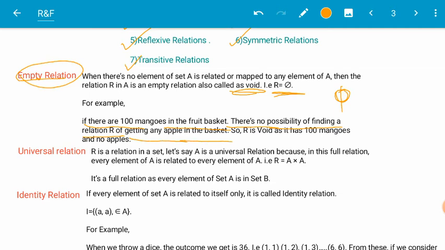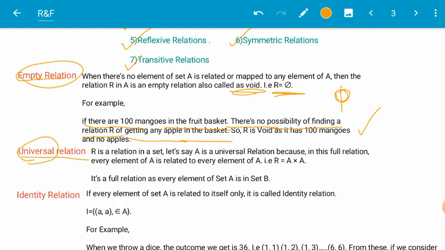They are asking for a relation to get an apple. Is it possible? Of course it is not possible. Why? Because there is no apple. So there is no possibility, and we can tell this is an empty relation. There is no ordered pair, there is no element, then we can tell it is an empty relation. Next one, universal. In the word itself you can understand.